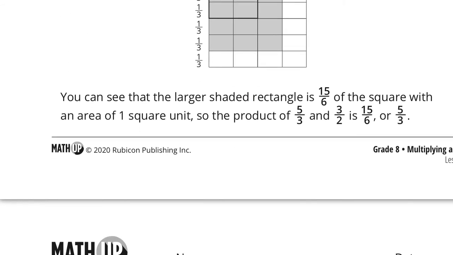You can see that the larger shaded rectangle is 15, right? Because it's 3 by 5 units. So it's 15/6, because now we're talking sixths, because the unit is here, and how many equal pieces fit in? There are 6. So it's 15/6 of the square with an area of 1 square unit. So the product of 5/3 and 3/2 is 15/6, or 5/3 when you simplify it.